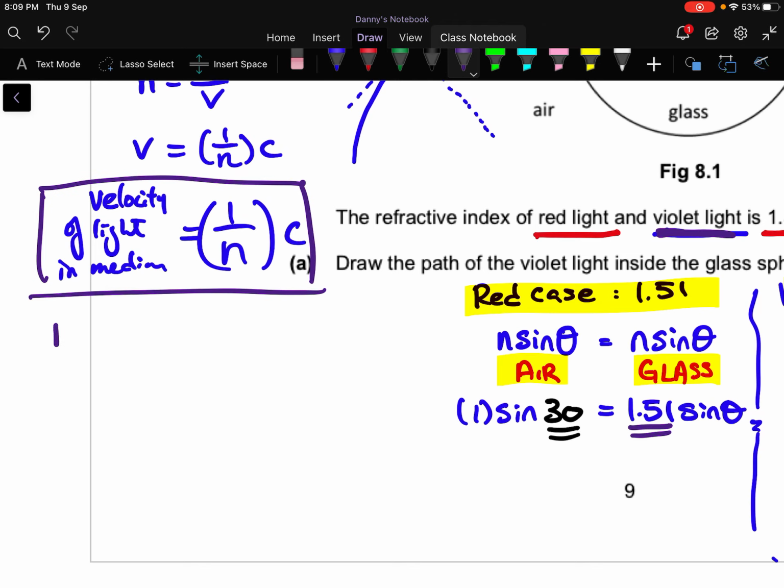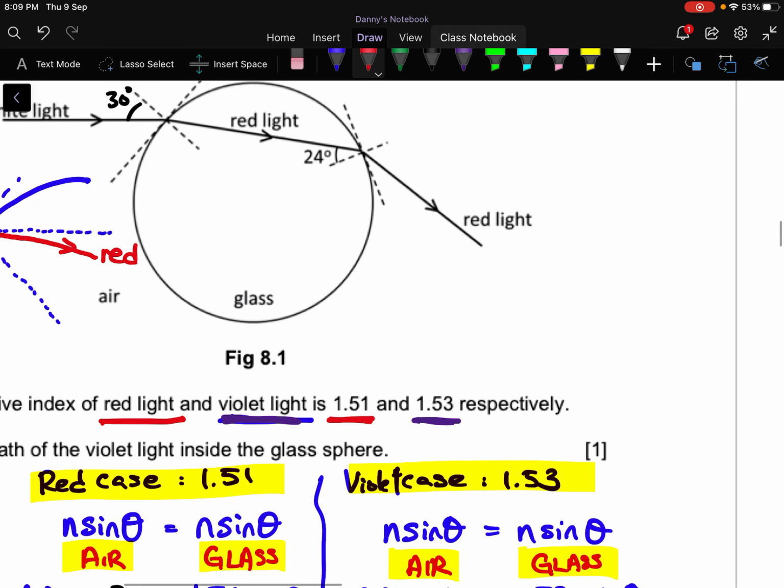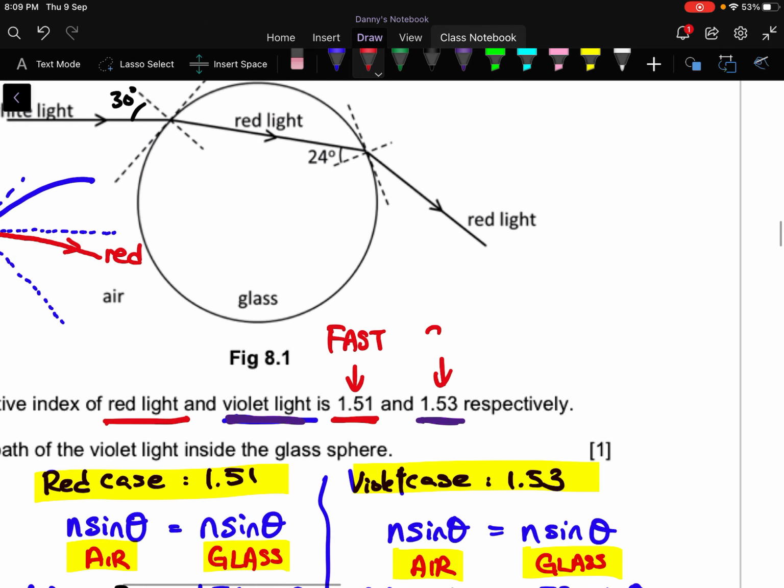In other words, what this equation is telling you is that if your n is big, the velocity, that means the speed of light in that medium, will be very, very slow. So the bigger it is, the slower it goes. So once you understand this, then the elegant way of doing it is, oh, okay, I know that red light is going to travel fast.